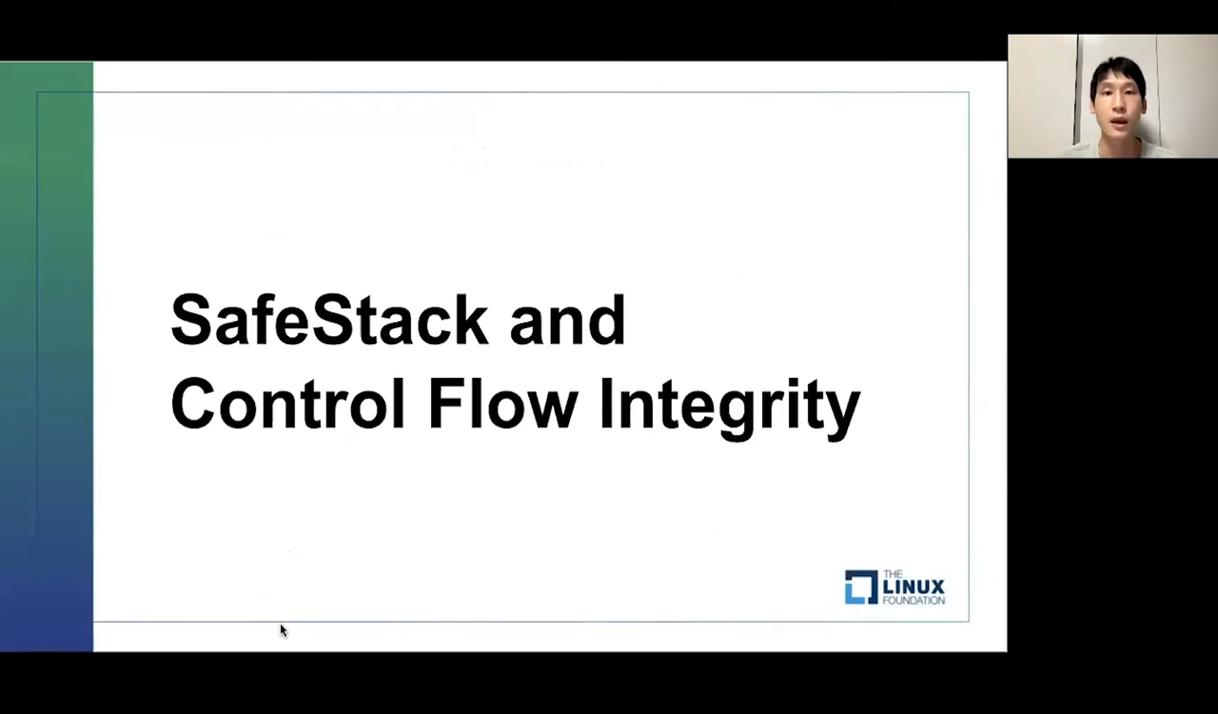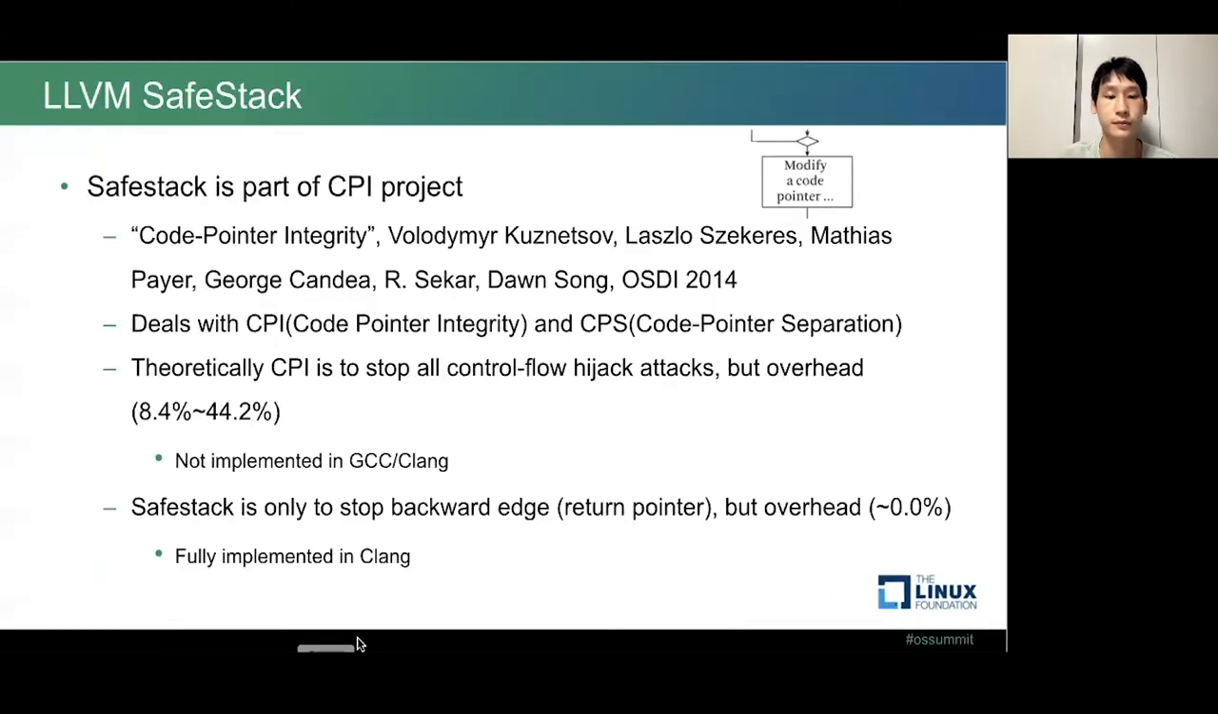Let's talk about what SafeStack and control flow integrity are. This is important to understand how build errors and testing errors arise. So we first understand SafeStack and control flow integrity. SafeStack is part of the code pointer integrity project. Theoretically, CPI stops all control flow hijack attacks, but the overhead is very, very high and it is not implemented in GCC and Clang. SafeStack only stops the backward edge, but the overhead is almost none and it is pre-implemented in Clang.